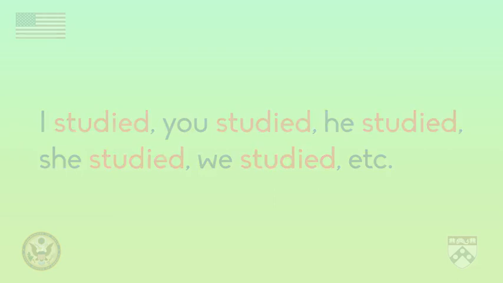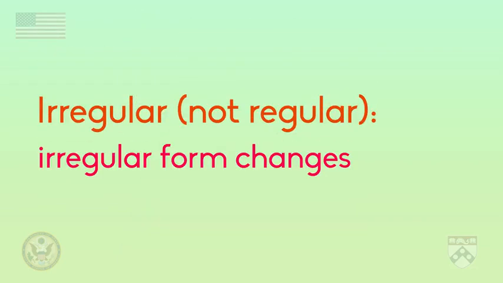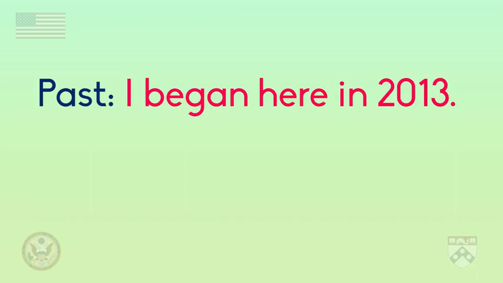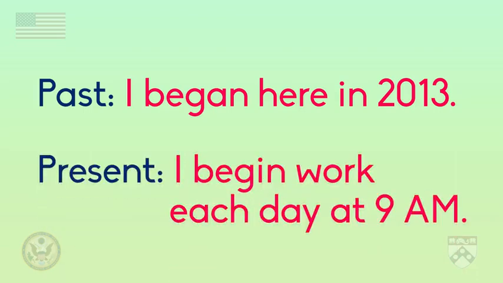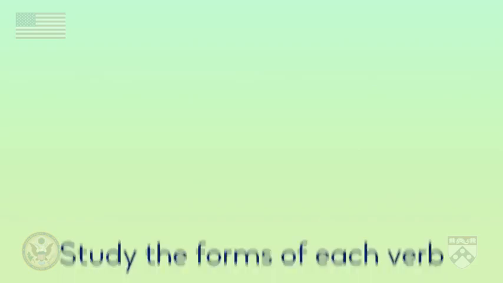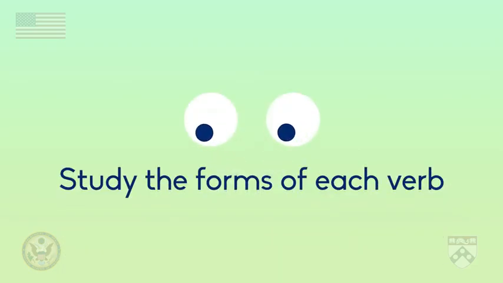I began here in 2013 is an example of an irregular verb. We call it irregular or not regular because its form changes from the present to the past tense in an irregular way. So, in the case of I began in 2013, the present form is I begin, as in I begin work each day at 9 a.m. These verbs do not follow a regular pattern like regular verbs do, so you should try and study the forms of each verb. Many English grammar books have a list of past tense irregular verbs.